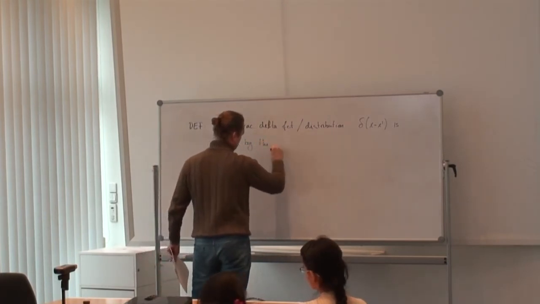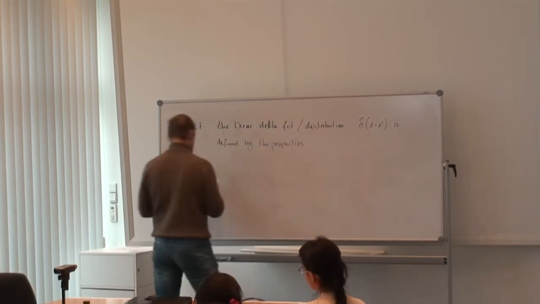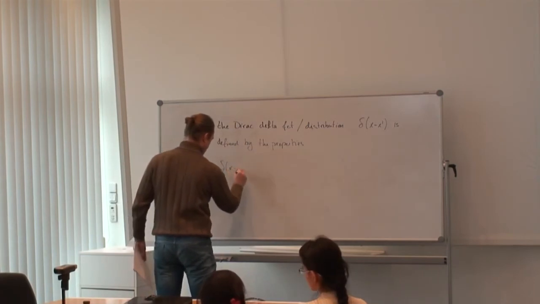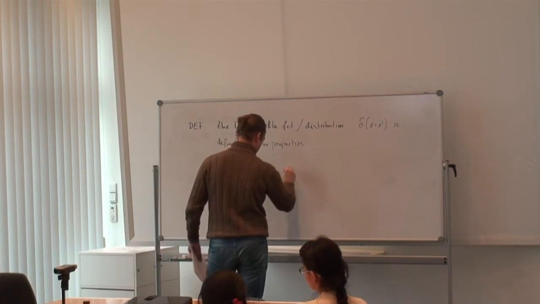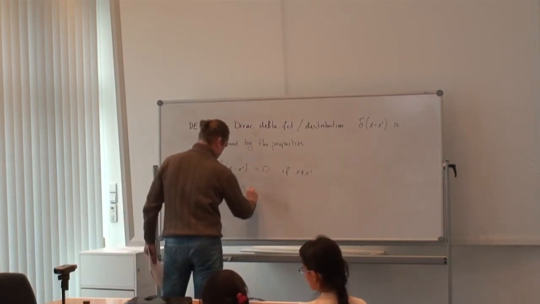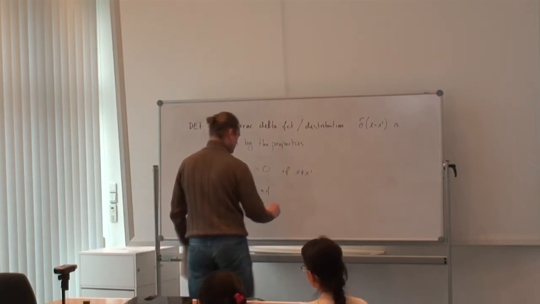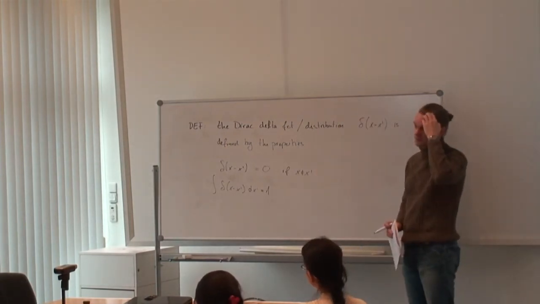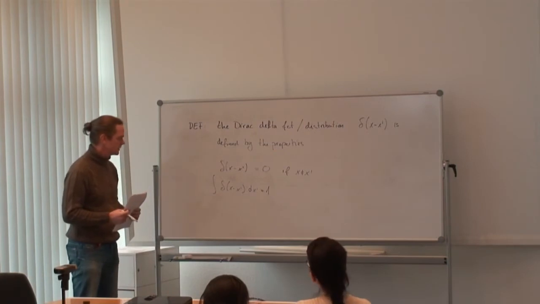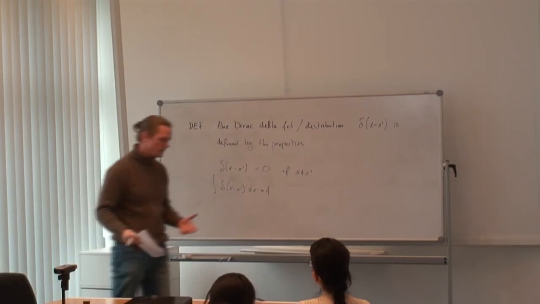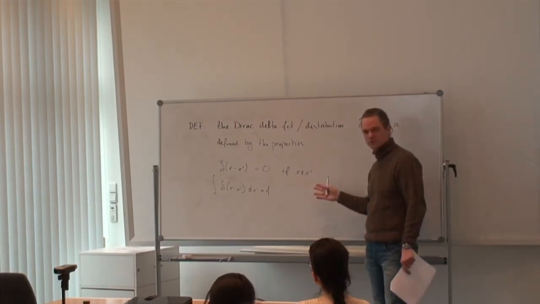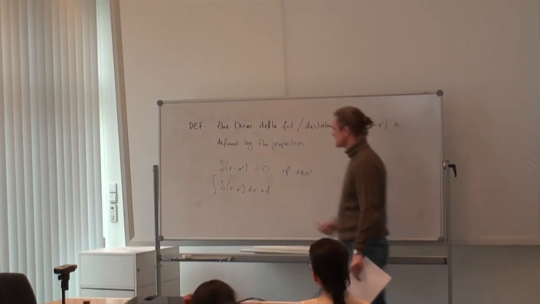It is defined by the properties that, first of all, it is zero if x and x prime are not the same, if x is not x prime, and its integral over all possible values of x prime has to be 1. This is what defines that object, right? And that is something we have maybe never seen in our lives before. It is admittedly hard to grasp, or hard to accept. And you'll see that this thing is even crazier in a minute. It's not a function in the usual sense. But these two things are what define it.